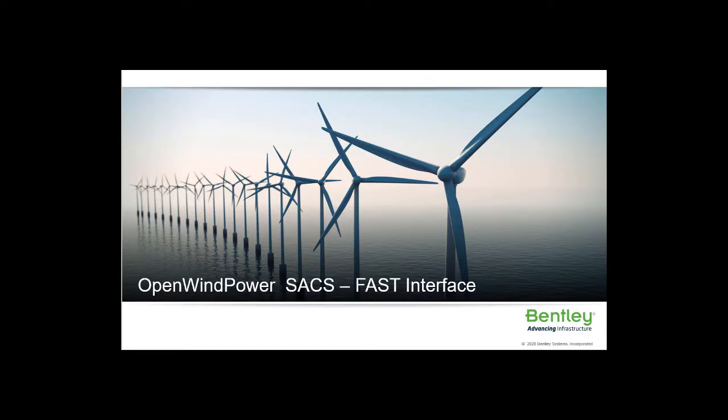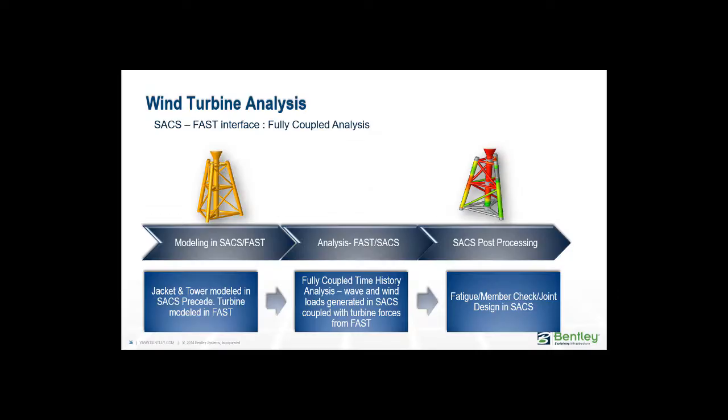Next, I'd like to discuss our interface to NREL's FAST aeroelastic program. In this case, we can generate the jacket model in SACS and the turbine tower and the turbine itself in FAST. And then we will do a fully coupled analysis using FAST and SACS, and then finally post-processing, i.e. member checks, fatigue, and joint design in SACS.